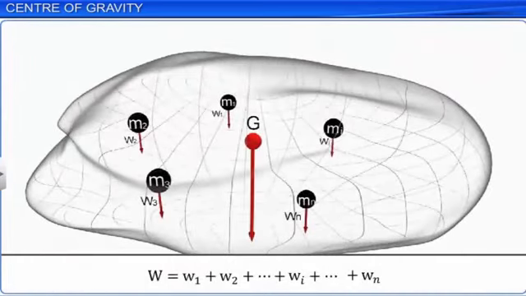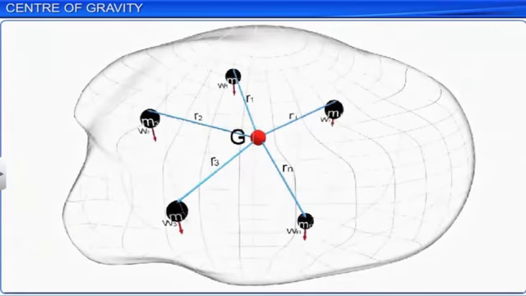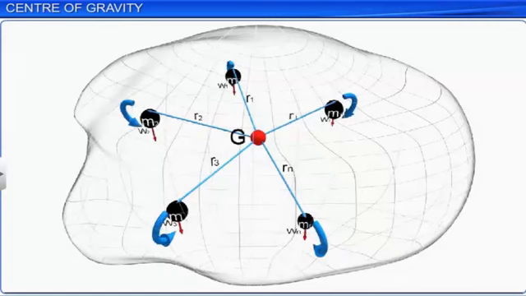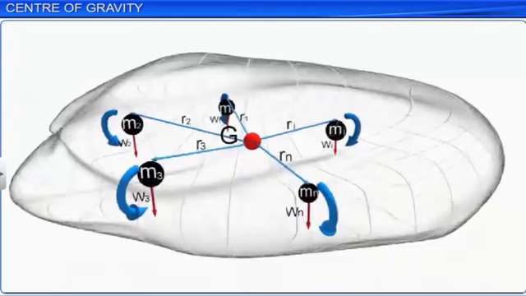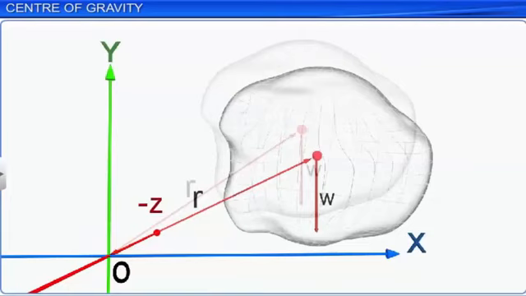When torque is calculated about the center of gravity, weights of some mass elements produce clockwise torque and of others produce anti-clockwise torque, making the net turning effect 0. Hence, the weight of a rigid body can't produce any net torque about its center of gravity. Torque due to the weight of a body about any point can be calculated by assuming the whole weight of the body concentrated at its center of gravity.